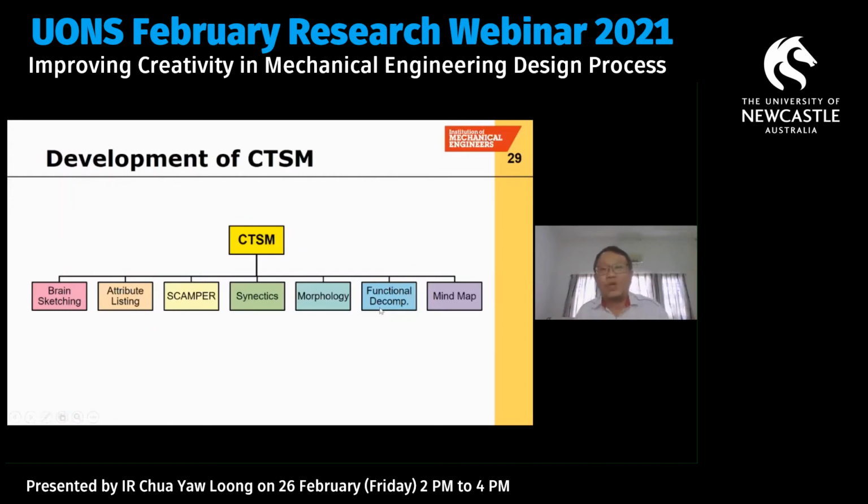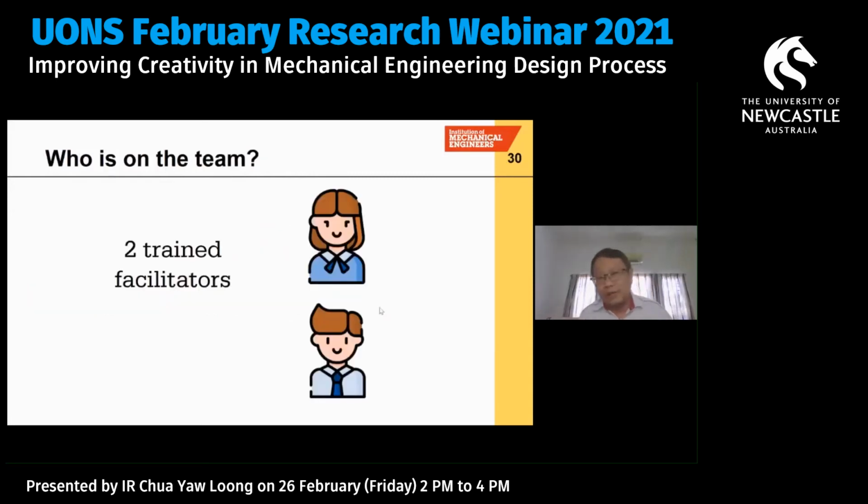So in my particular module, the CTSM, I purposely selected these 7 skills called brain sketching, attribute listing, SCAMPER, syntax, morphology, functional decomposition, and mind map, because they are simple, because of the time they need to do this and the time allocation that I have. It's easy to use. Right, who else is on the team? So I have 2 trained facilitators to help me as well. I cannot do it all alone.